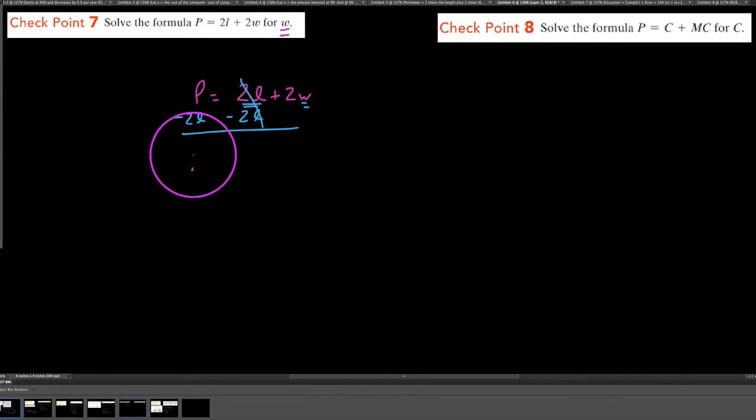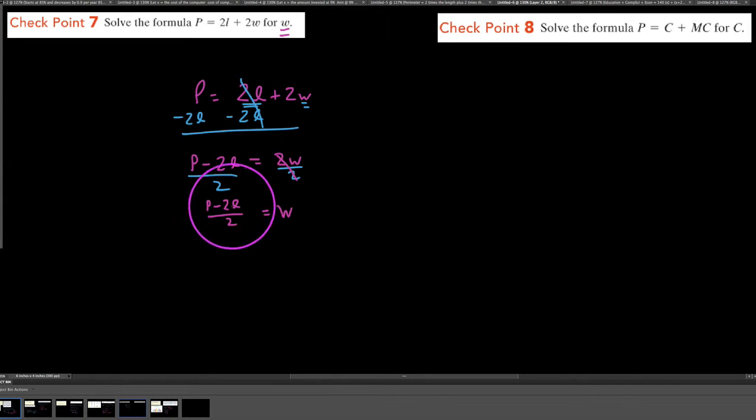And what we end up with is this. We say P minus 2 times L is equal to 2 times W. And now dividing both sides by 2, we end up with an expression here that would tell us the width. We'll write it this way. The width in terms of the perimeter and the length of that given rectangle in this particular case. But that's what we would do.